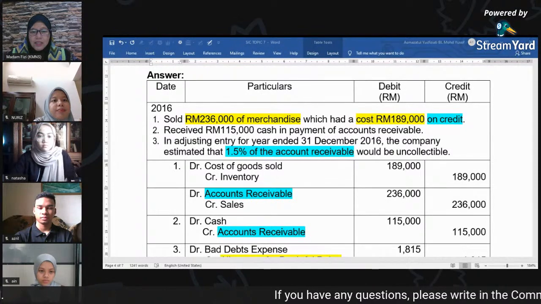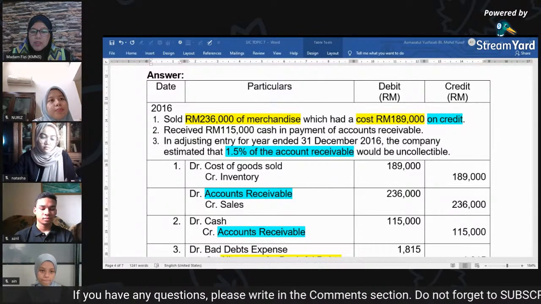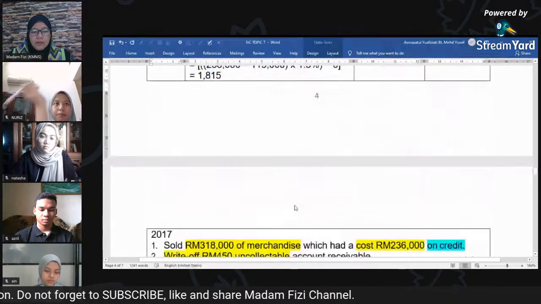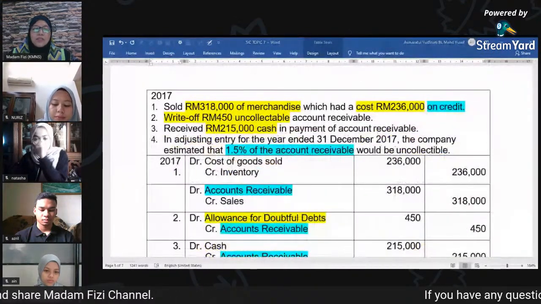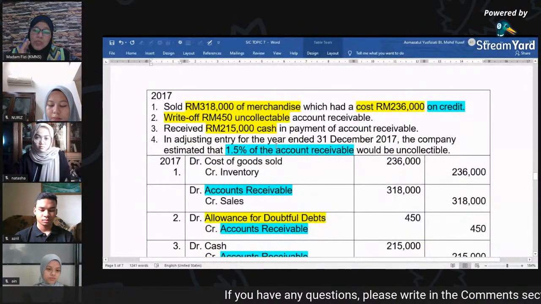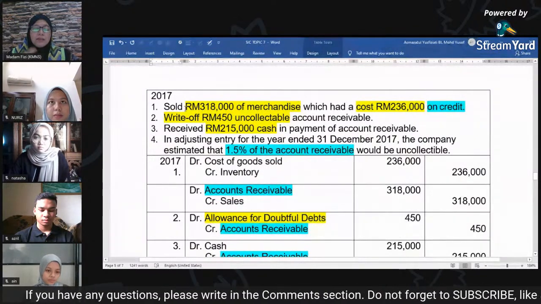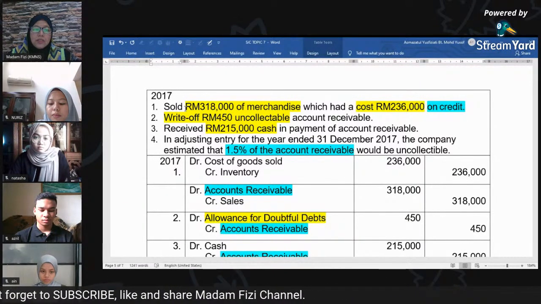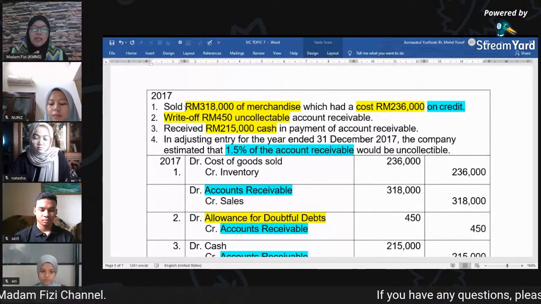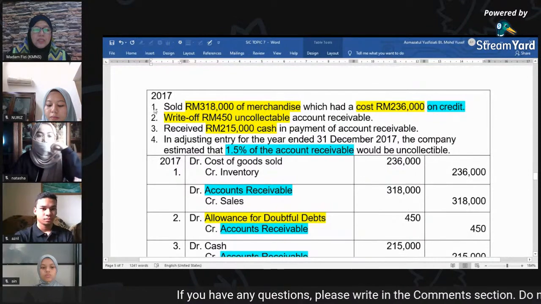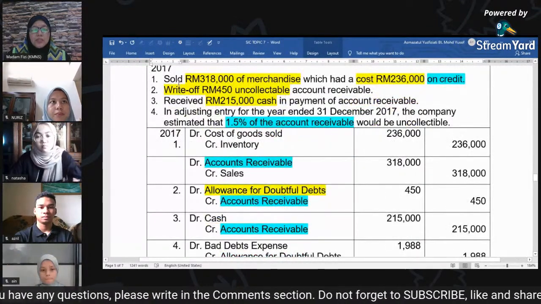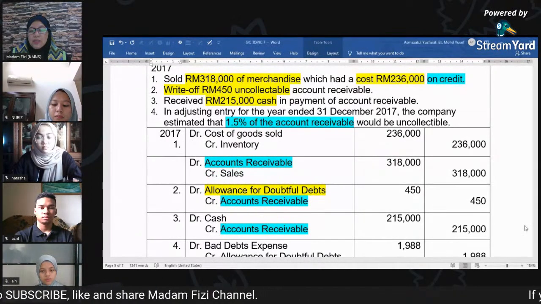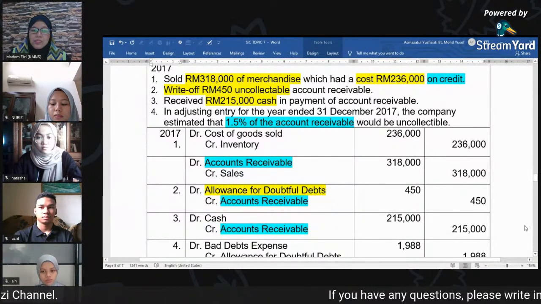Boleh cikgu. Okay, so we continue the other journal on 2017. That means balance carry forward in 2016 akan jadi balance brought forward in 2017, for certain accounts. So the first transaction in 2017 is sold 318,000 of merchandise which had a cost 236,000 on credit. So ini sama macam 2016 tadi.